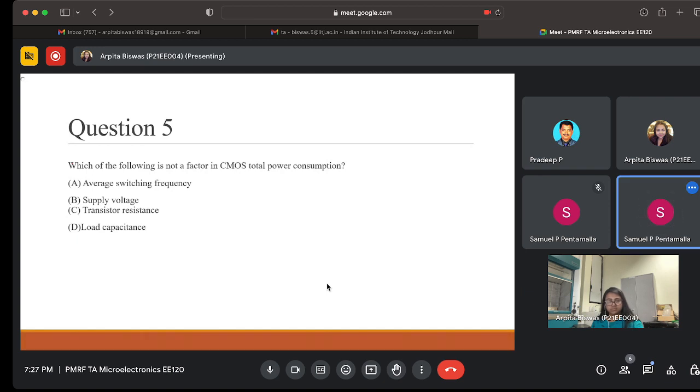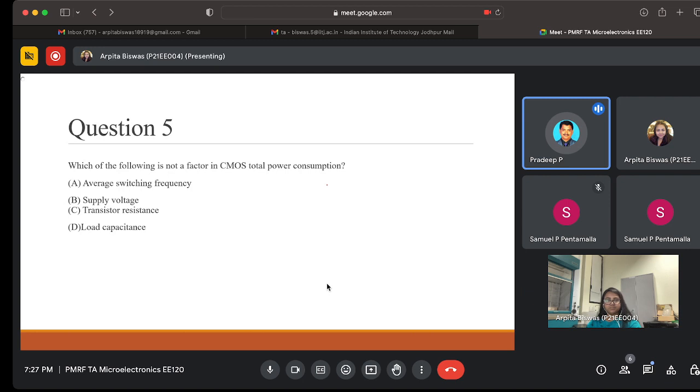Total power consumption is from charging and discharging of capacitors and switching from the supply rails, and leakage. Okay. Pradeep, can you explain that total power consumption? Yes, madam, I will explain.